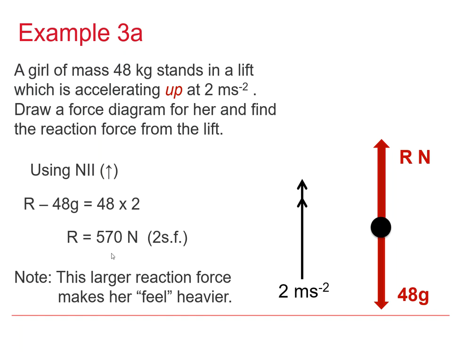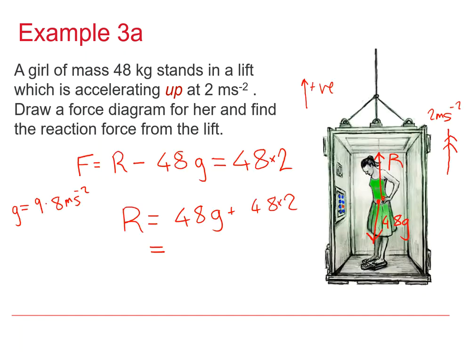Now notice where that came from. That came from the weight itself, 48g. So that's what the reaction force would be if the lift wasn't accelerating. And we've added another 48 times 2, so we've added something on to that reaction force. So it's a larger reaction force than you'd experience if the lift was stationary. And so on those scales there, she'll actually see her weight increase as the lift accelerates up. And then later, if the lift starts to move at a constant speed, it will go back to normal. And then as the lift decelerates, say she's reaching the floor which she's going up to, then she'd actually feel lighter on the scales.